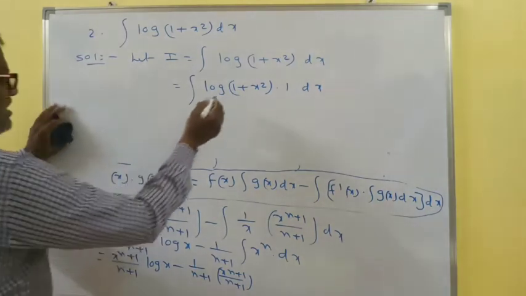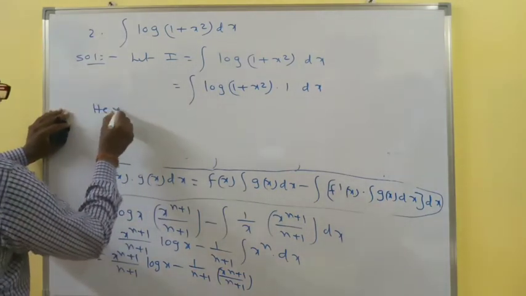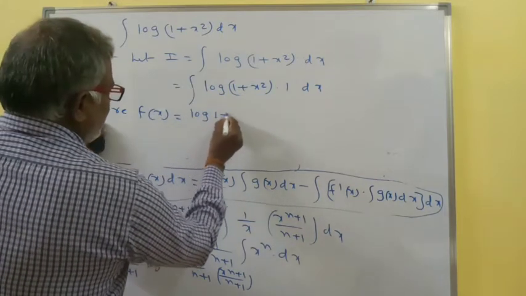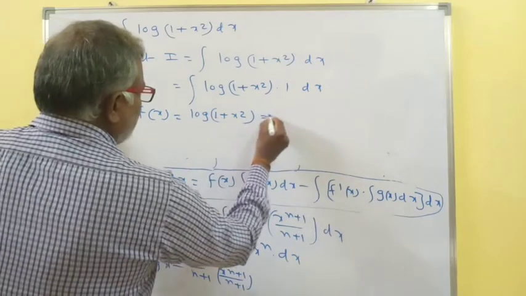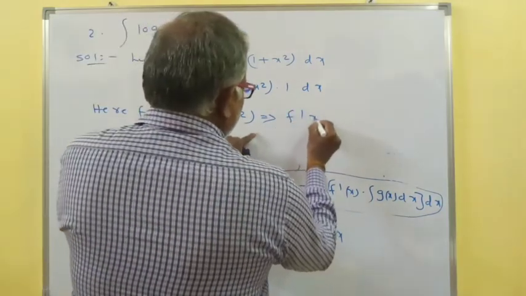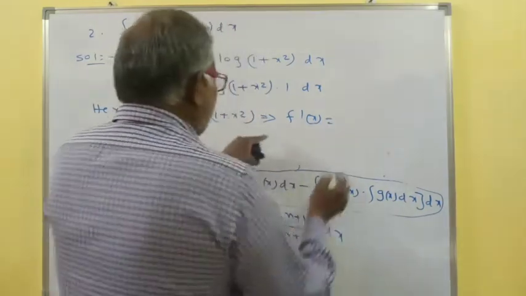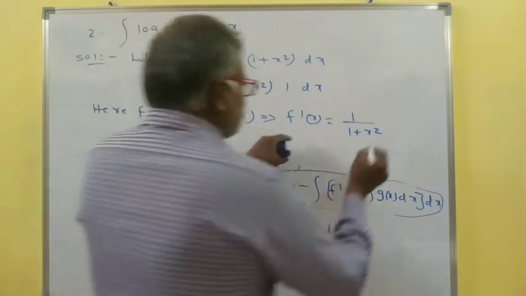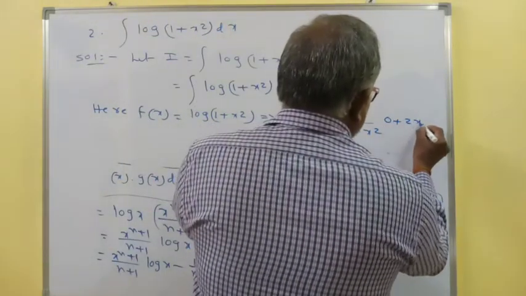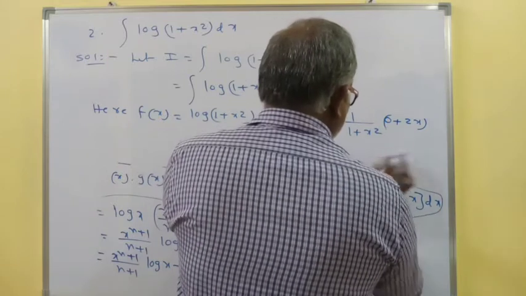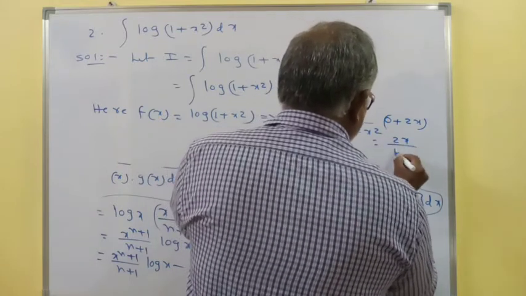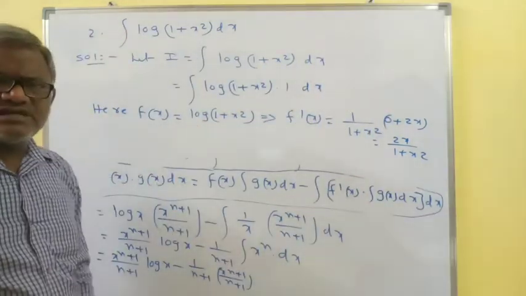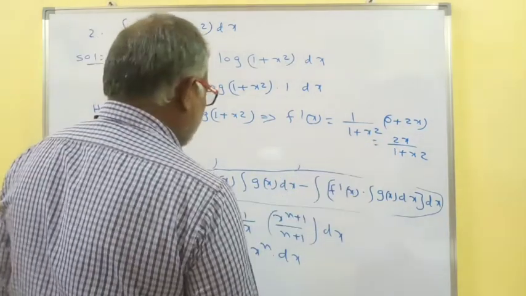So clearly, f of x is equal to log of 1 plus x square. For this one, the derivative: what is the derivative of log? 1 by x. So 1 by 1 plus x square, and then the derivative of 1 plus x square is 2x. So finally, f dash x is 2x by 1 plus x square.